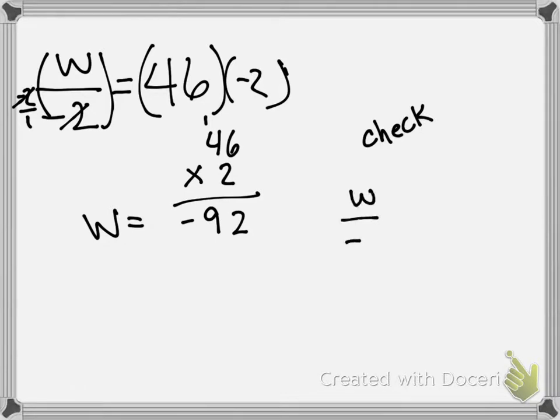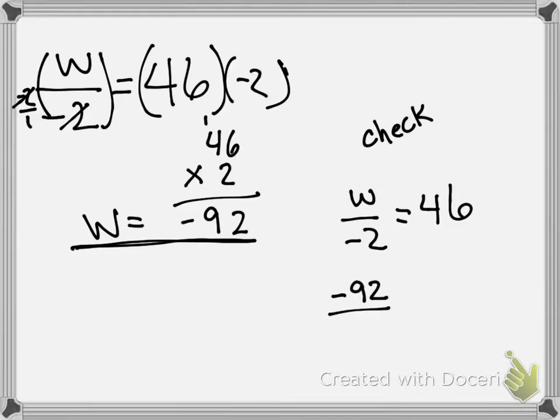W over negative 2 equals 46. We think the answer is w is equal to negative 92. So we're going to substitute negative 92 in for w, divide it by negative 2, and hopefully get 46. Well, so far we're on the right track because a negative divided by a negative is a positive.